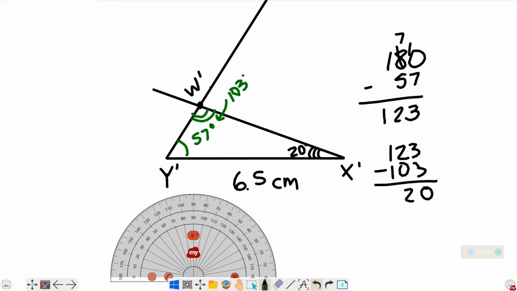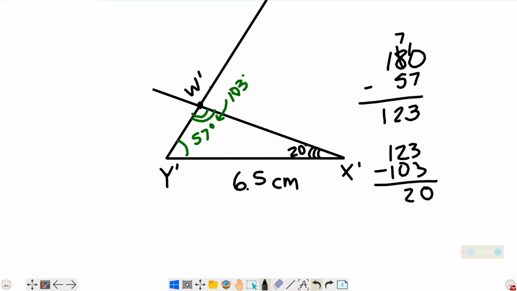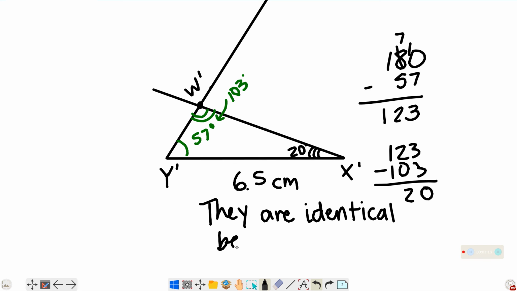It also asks, what can we conclude about triangle WXY and W prime X prime Y prime? And we want to justify our response. They are identical because they use side, angle, angle. And that one is enough criteria to determine that they are identical.